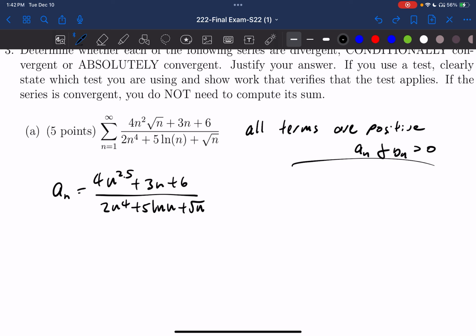We can set b of n be equal to 1 over. The thing I like to do on these is I take the highest power on the bottom, subtract it from the highest power on the top. So we're going to get 4 minus 2.5, which is going to be 1.5, n to the 1.5.